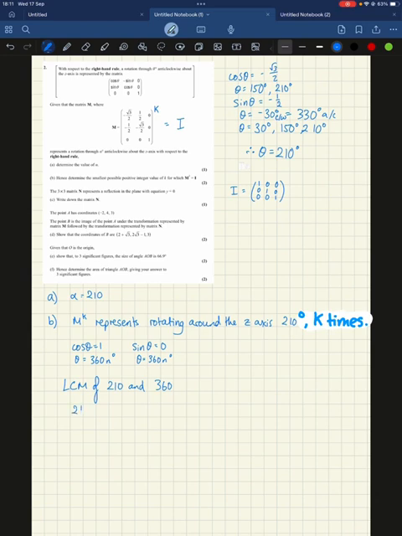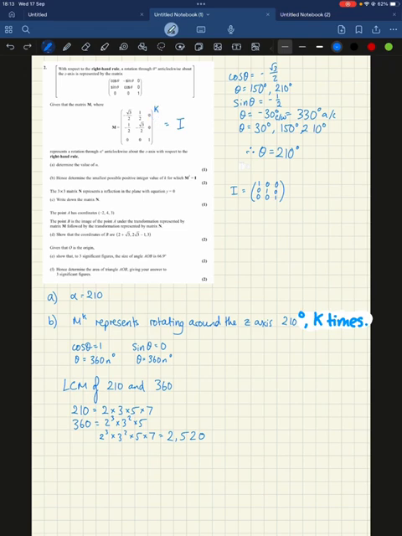well, to find this, well, 210 in prime factorization is 2 times 3 times 5 times 7, and 360 is 2 cubed times 3 squared times 5. Well, the lowest common multiple is just going to be the highest powers of each, so it's going to be 2 cubed times 3 squared times 5 times 7, which is 2,520. That's the lowest common multiple.